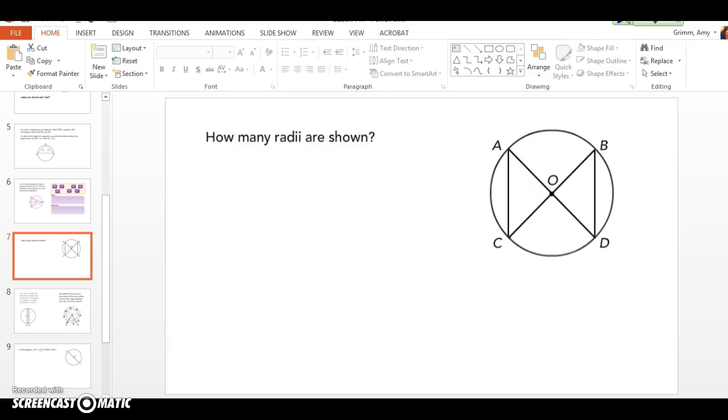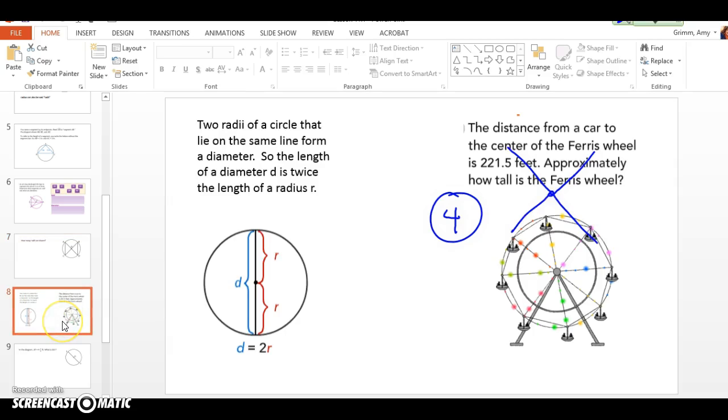Kendall? You agree? All right, so all I have to do is look at the center right here at O, and this would be 1 here. This would be another, so that's 2. This would be another, that's 3. This would be another, that's 4. So there should be 4 different radii. All right, moving on.